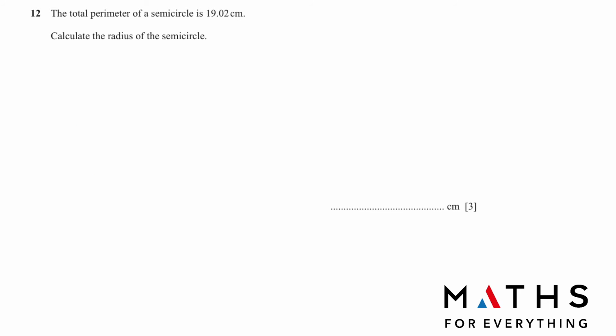Question number 12. The total perimeter of a semicircle is 19.02 centimeter. Calculate the radius of the semicircle. Let's draw a semicircle. This is the center. This total perimeter is 19.02. So it has radius, and half of the circumference. This is the full circumference, so we want only half.